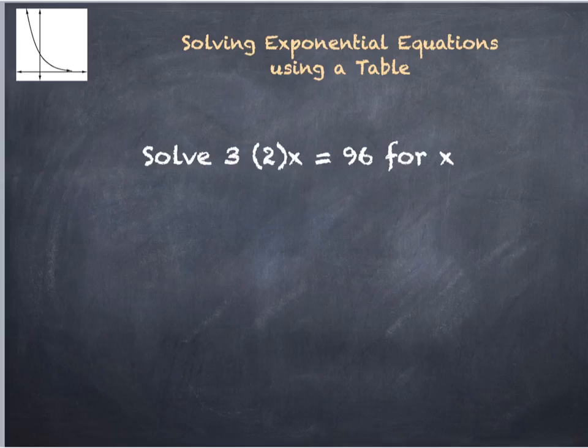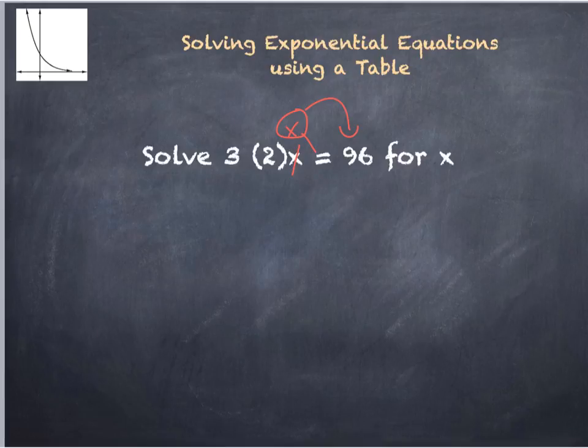Here we have 3 times 2, this is supposed to be raised to the x power, equals 96. This is an exponential equation, and we're wanting to solve it. We're wanting to figure out, well, what x value would give me an answer of 96? Okay, so how would we do that?